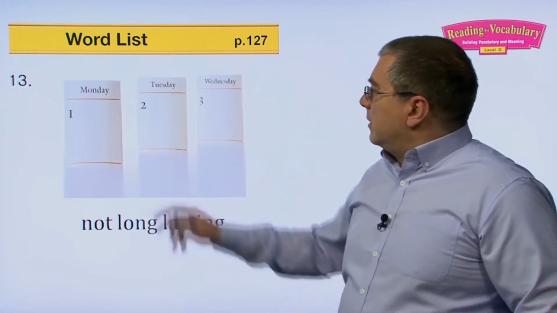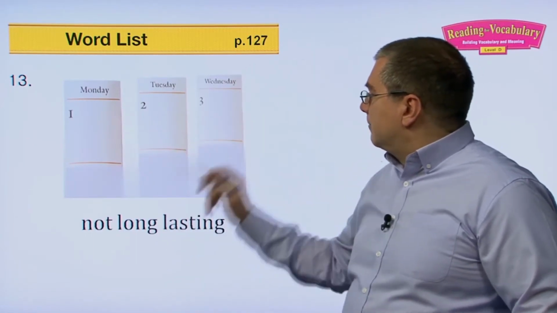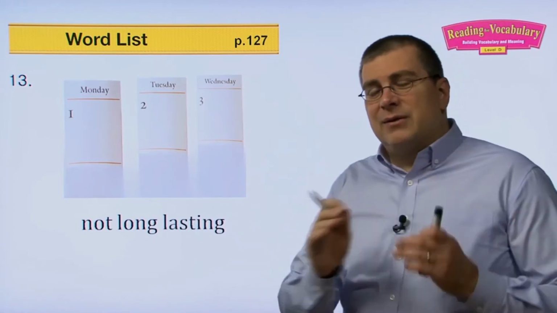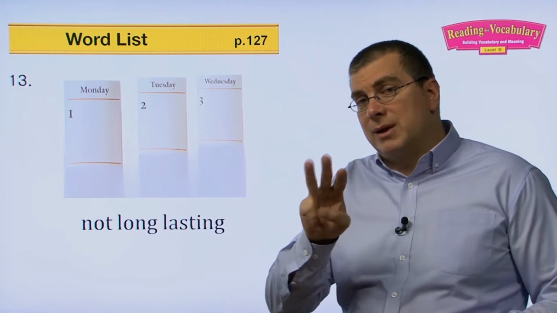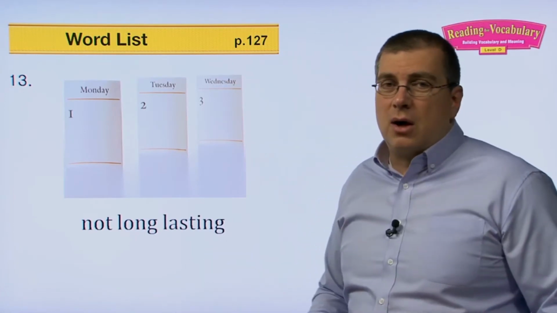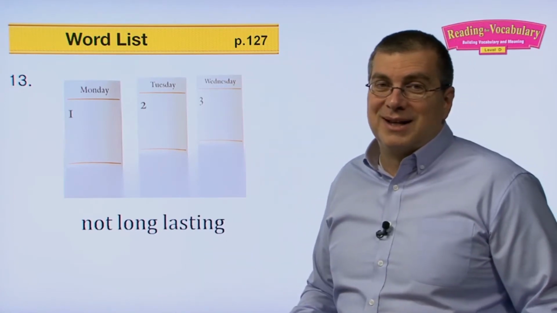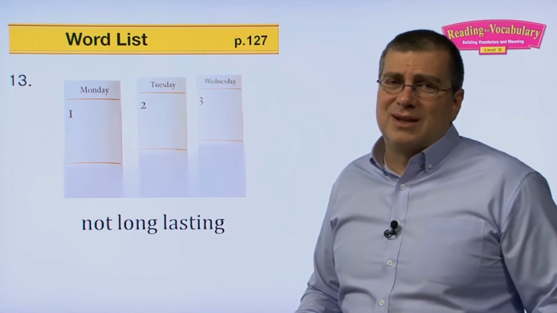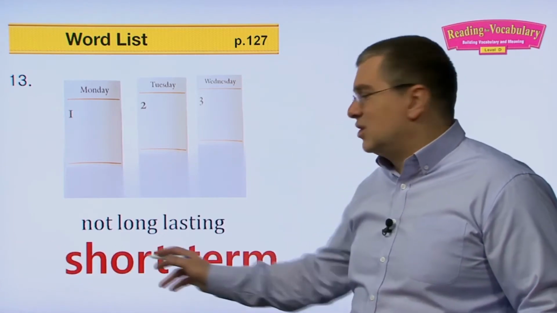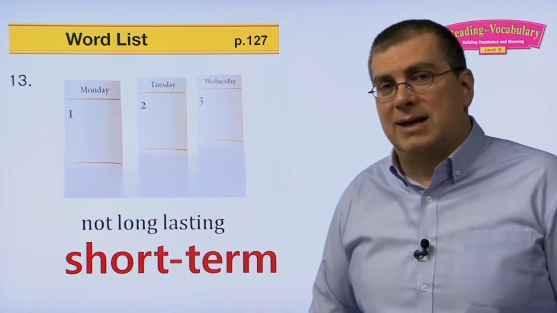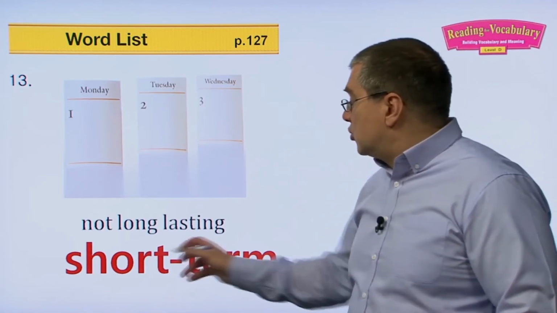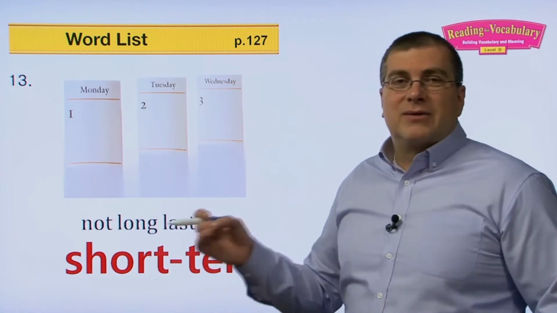Here it looks like a calendar, Monday, Tuesday, Wednesday. Not long lasting. If something doesn't last a long time, it only lasts 1, 2, or 3 days, it doesn't last very long, depending on what it is, right? If we're sick for 3 days, we think it's a long time, but really it's just short term, right? It's done in 3 days. It's over in a day or 3 days. Short term, it doesn't last very long.